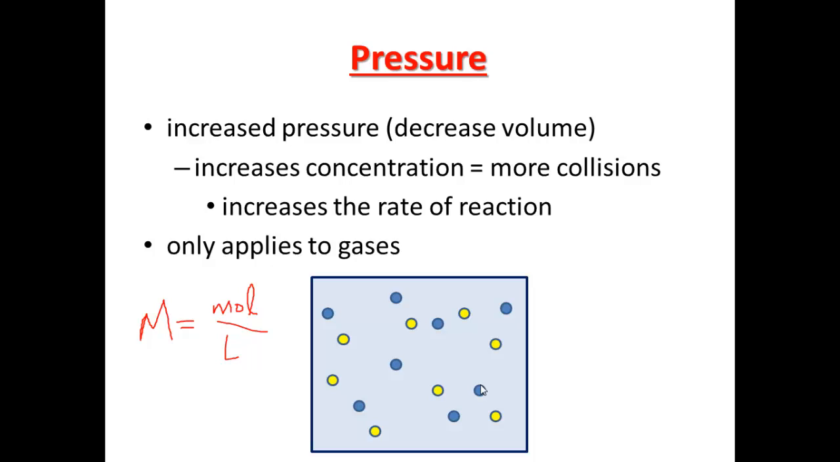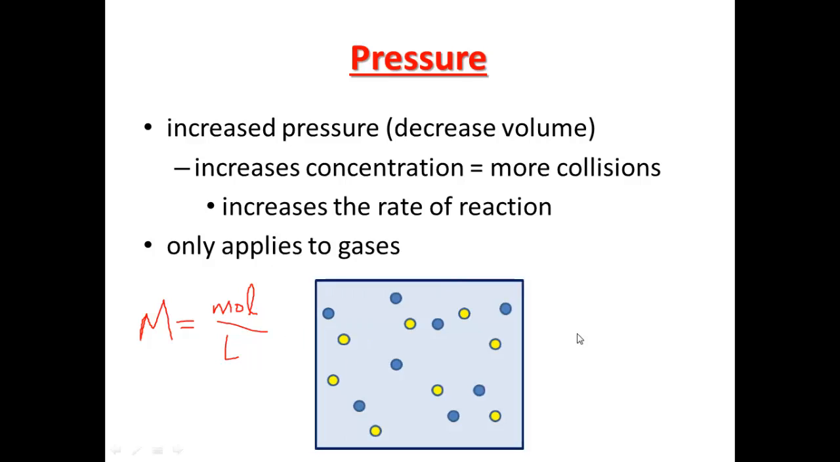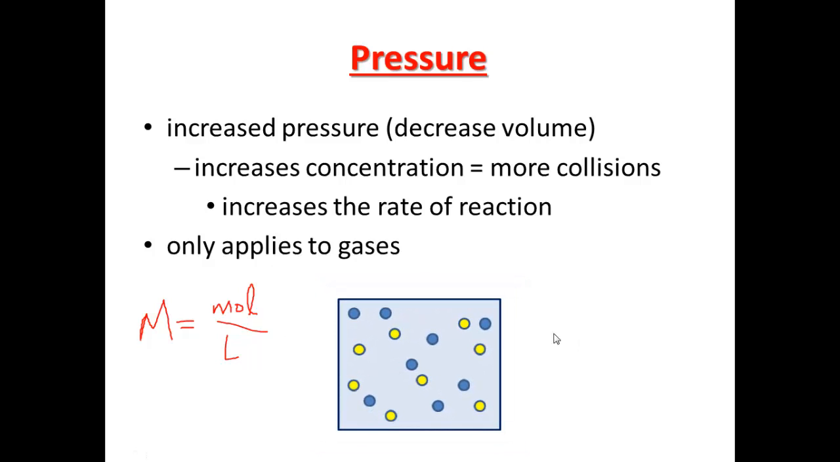The next one is increasing pressure. Remember from the gas chapter we talked about how when we decrease the volume, now look at this box right here. We're going to decrease this volume. And all of a sudden there's going to be less space to move around. These particles get closer and closer together. So they're going to be colliding more frequently, they're going to be colliding against the walls more frequently, and the pressure is going to go up.